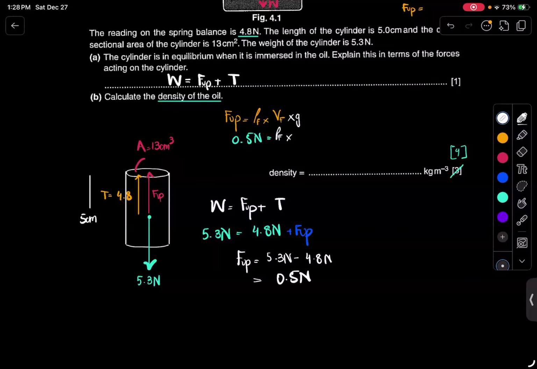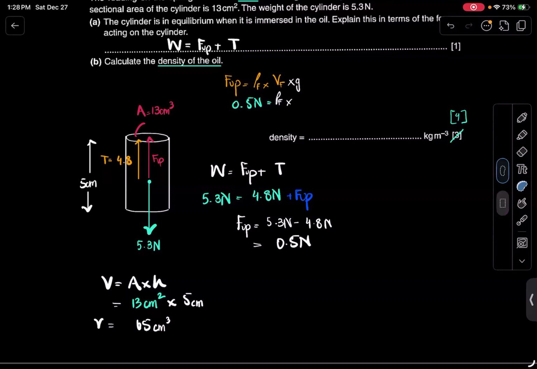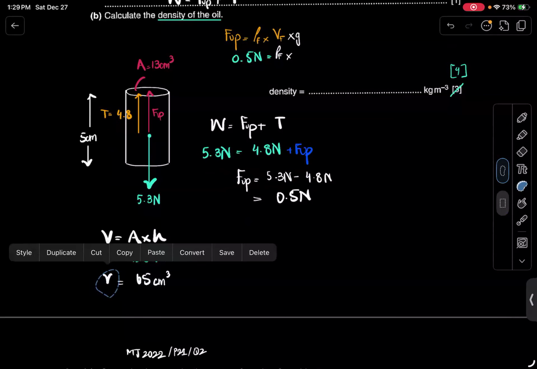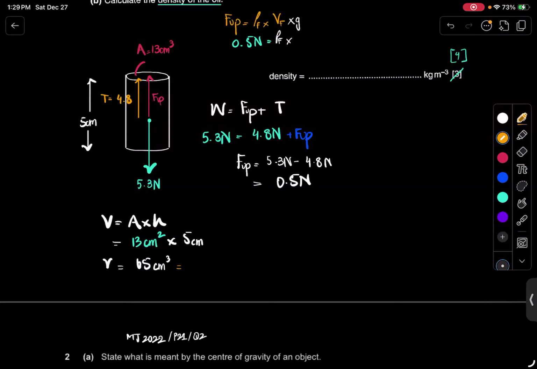Isn't the volume of anything basically just area multiplied by height? What is the area of the cylinder? 13 centimeters squared, multiplied by the height, which is 5 centimeters. So 13 into 5 is 65, so 65 centimeter cubed. But you do not want your answer in centimeter cubed. Centimeter cubed basically means 65 centimeter multiplied by centimeter multiplied by centimeter, right?